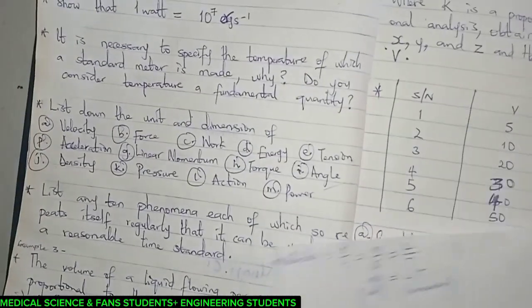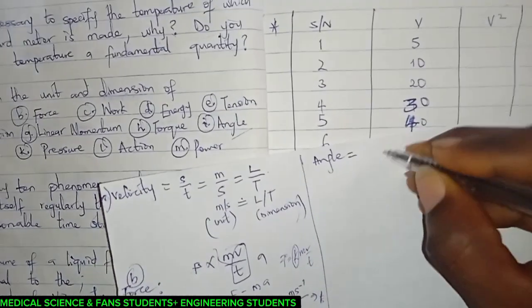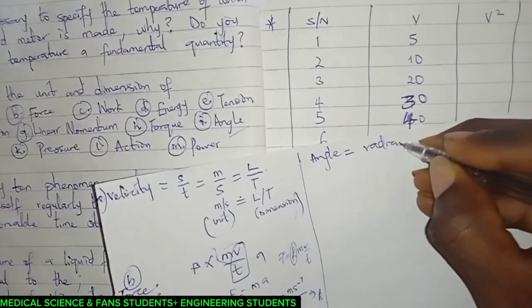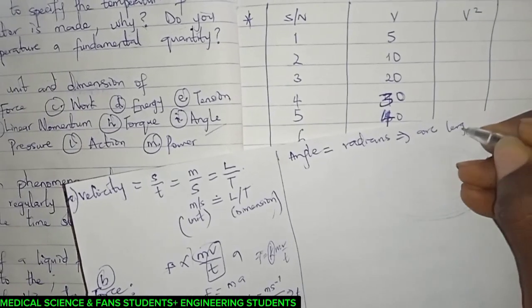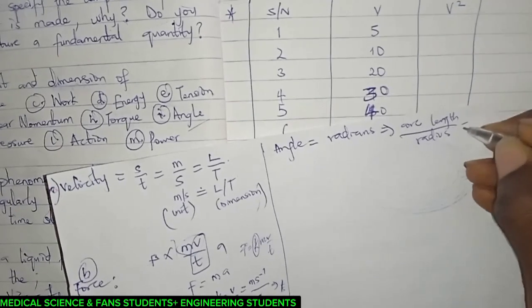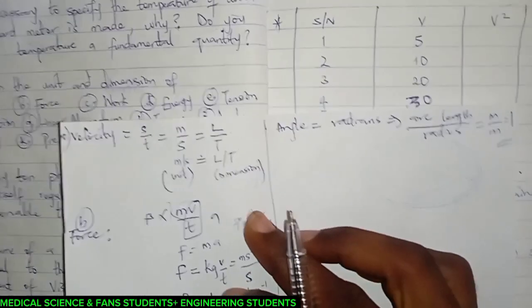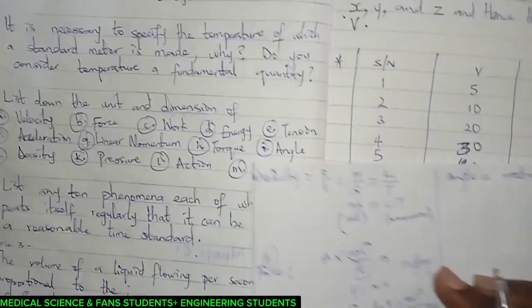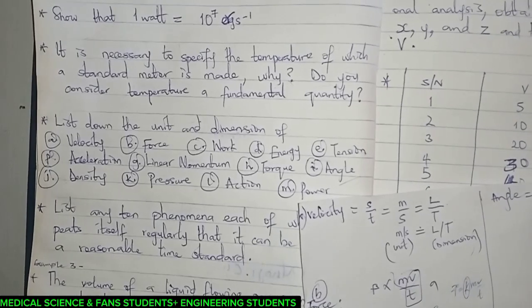Alright, let's move to the next one. Angle is given in radians, and this is the same thing as arc length over radius, and altogether this is meter over meter, which equals 1. So we say that angle is dimensionless. Angle is a dimensionless quantity, but its unit is radians.